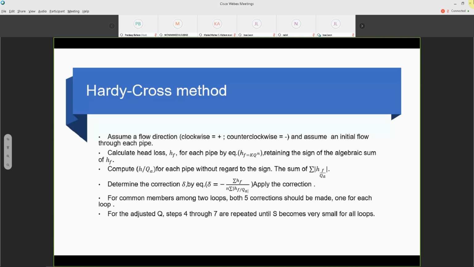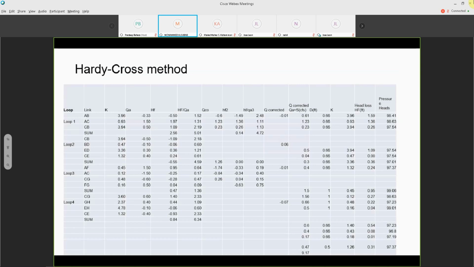We use this table, you can see the Hardy Cross method. And thank you.